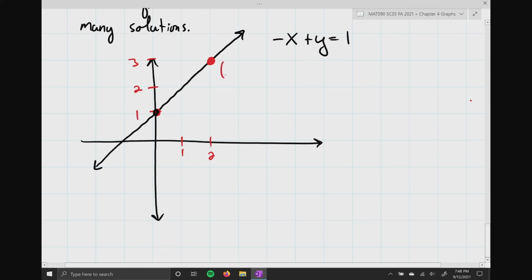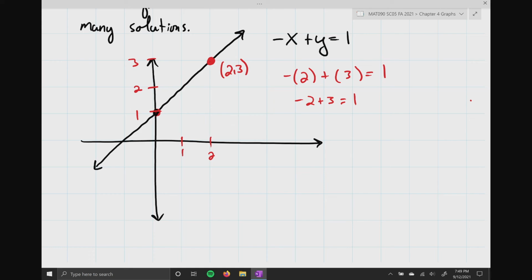So it looks like this point is (2, 3). If I were to substitute that in, directly underneath, let's make our substitutions. Wherever I see an x, I put a 2. Wherever I see a y, I put a 3. Recall that negative 2 plus 3 definitely equals 1. So this point is also a solution to the equation negative x plus y equals 1.